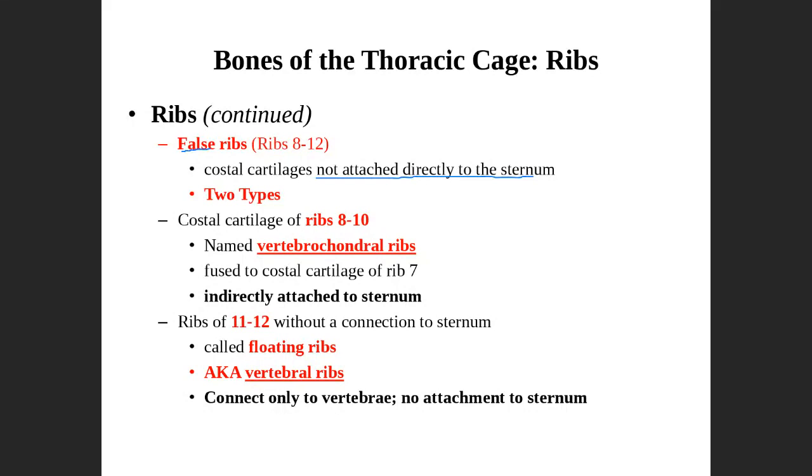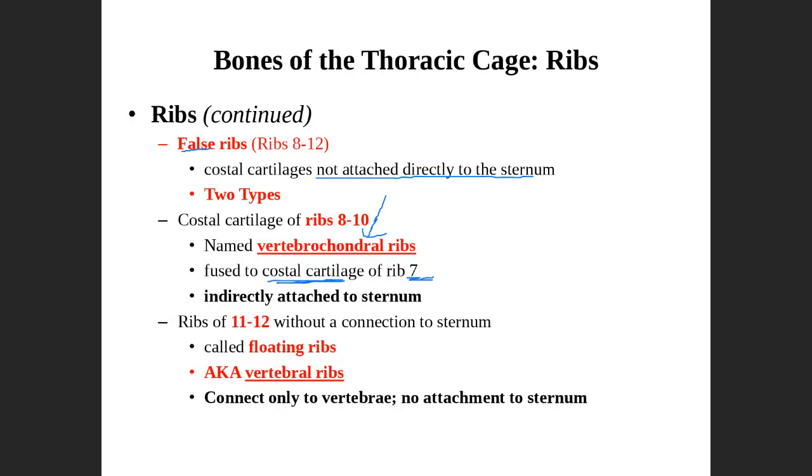The first 3, ribs 8 through 10, we call those vertebral chondral. So check it out. Vertebral, they originate off the thoracic vertebrae. But chondral means cartilage. That means these ribs will articulate, or their costal cartilage will articulate, not on the sternum, but on another costal cartilage, specifically of rib 7. Vertebral chondral.